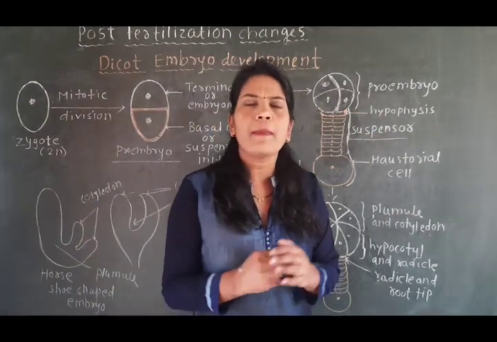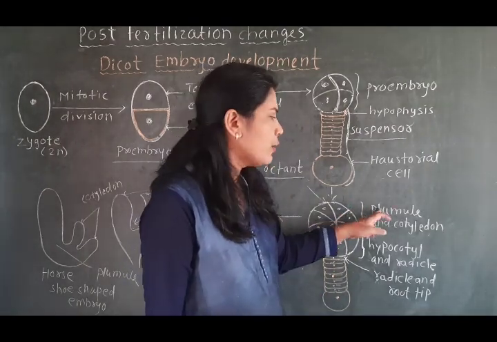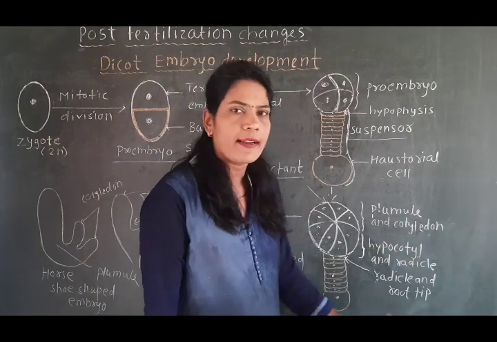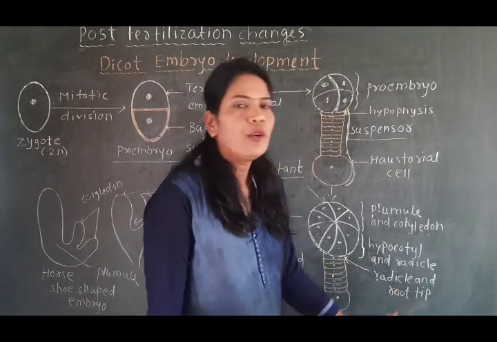So you have to keep in mind very well that the upper tier of the octant forms the plumule and cotyledon. The lower tier of the octant forms the hypocotyl and radicle, and the hypophysis of the suspensor cell forms the radicle and root tip.